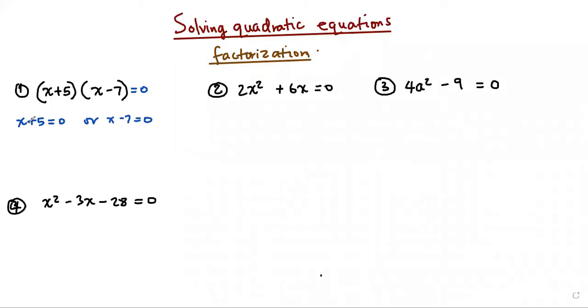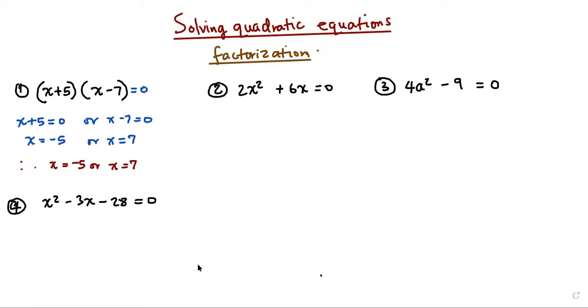Last time, if x plus 5 equals 0, or x minus 7 equals 0, it means that x equals -5, or x equals 7. The -7 goes this side to become +7, and the +5 goes this side to become -5. So x is equal to -5, or x is equal to 7.